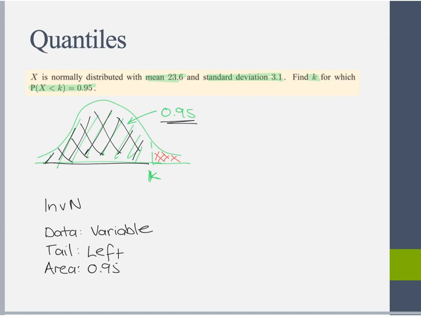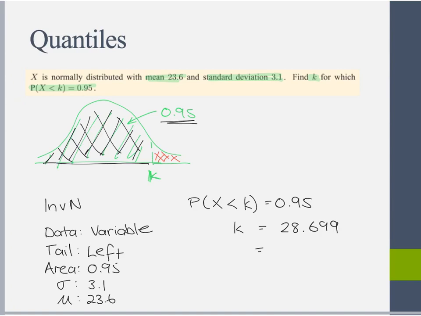So if we put in 0.95. Now our standard deviation was given to us in the question, which is 3.1. And our mean was also given to us in the question, and that was 23.6. So if we put that all in and hit EXE, you should get that the probability of X less than K is equal to 0.95, or we could say K is equal to 28.699. Now, if we wanted to go to three significant figures, we go to 28.7.